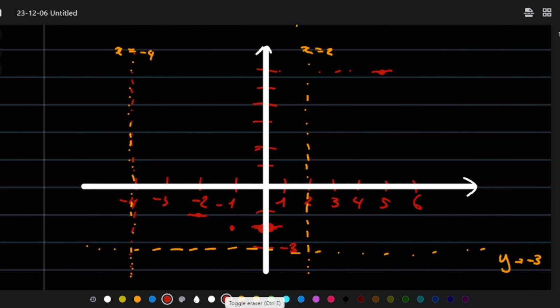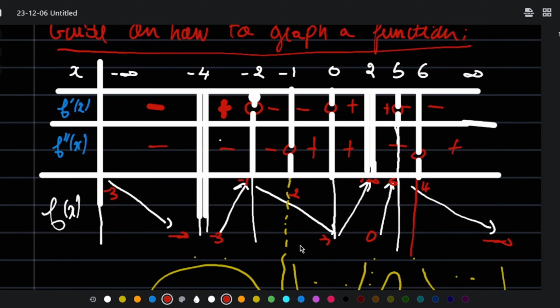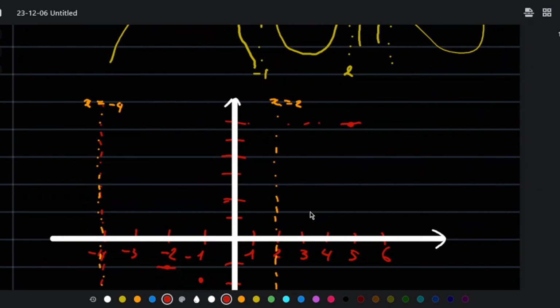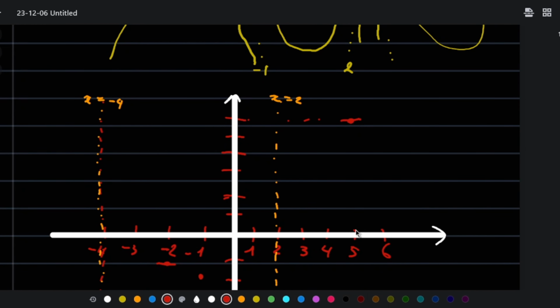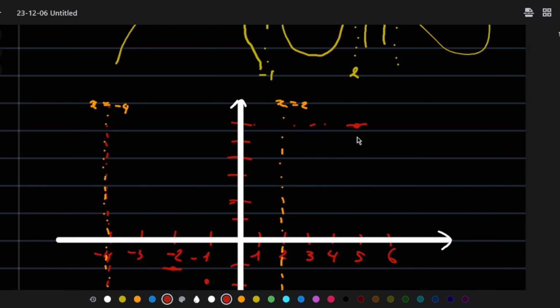Okay, and here I made a mistake. The image of 0 is not -2, it is -3. So this would be a minimum. So this is an inflection point, and this is a minimum. And for 5, the image of 5 is 6. All right, so this point here is a maximum and an inflection point.